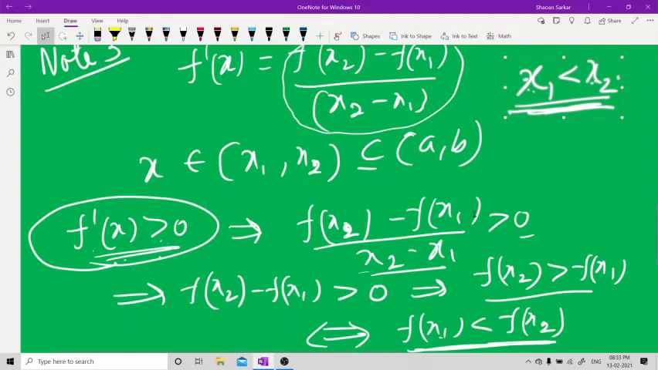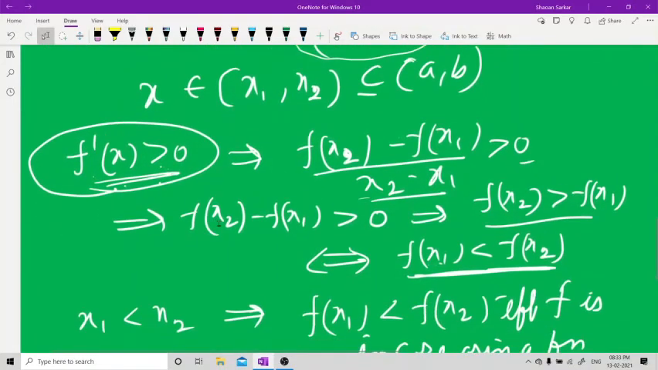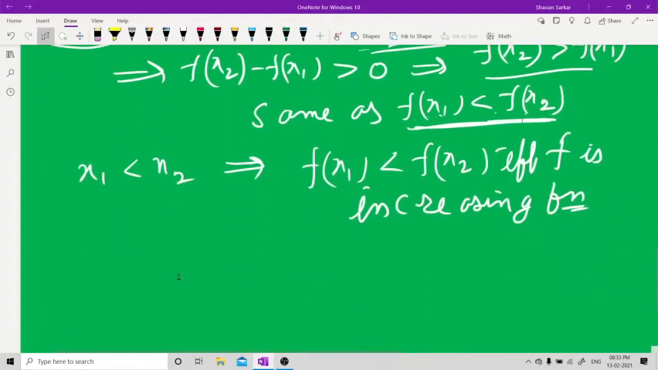That means (f(x2) minus f(x1)) upon (x2 minus x1) is greater than 0. That is, f(x2) minus f(x1) is greater than 0, which implies f(x2) is greater than f(x1). This is the same as saying f(x1) less than f(x2). So what I got is, for x1 less than x2, I got f(x1) less than f(x2), if and only if f is increasing. See, if this condition holds, then f is increasing, and if f is increasing, then this condition will hold, both ways. Now let us see the decreasing one.